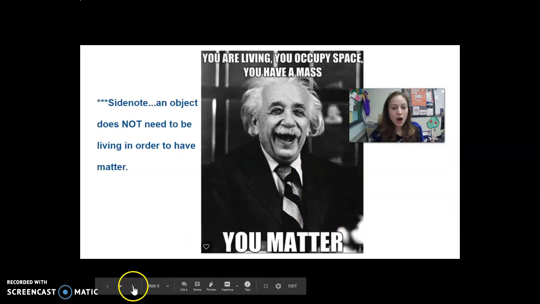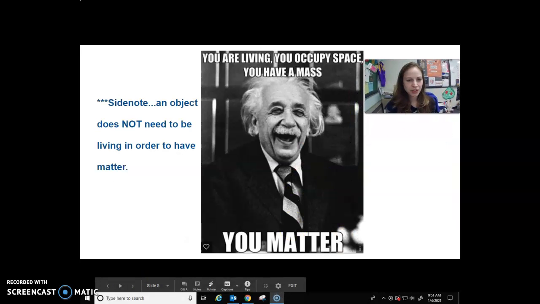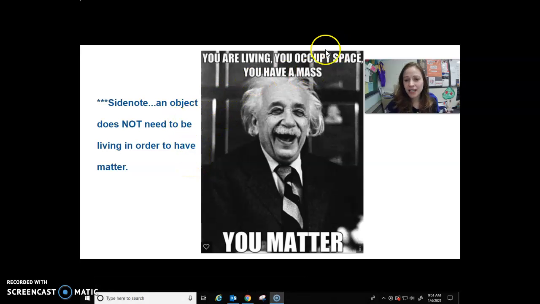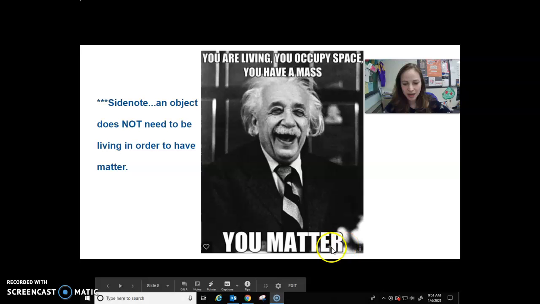Okay. Hopefully you came to the conclusion that the brick, the sandwich, and you all take up space, you all weigh something, you have a mass of some sort, and so you're all made of matter. That is the point. And this is a funny little joke from my buddy Einstein here. You're living, you occupy space, you have mass, you matter. And so that's actually a vocab term we'll come across here in a couple minutes.